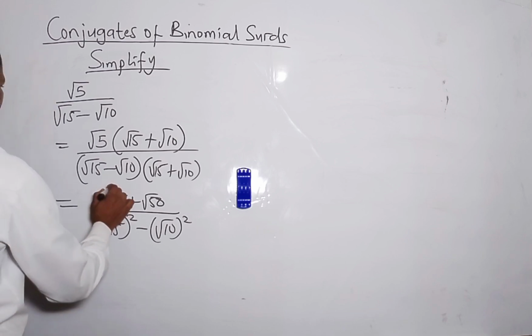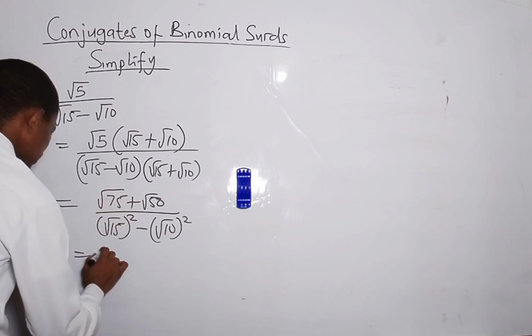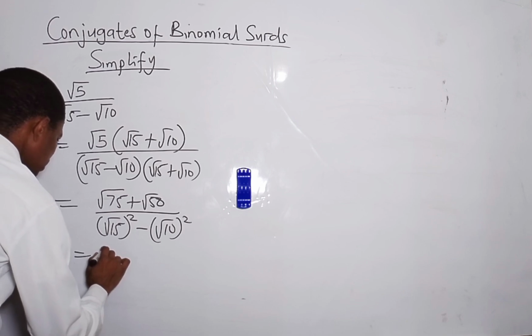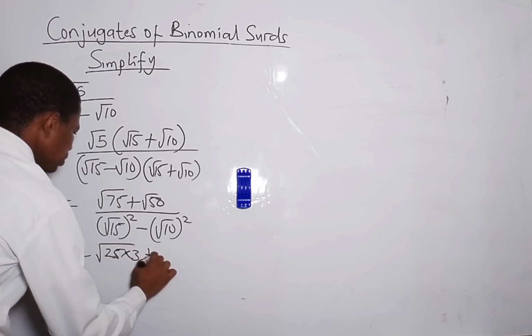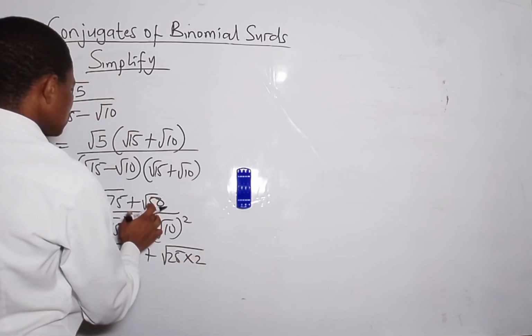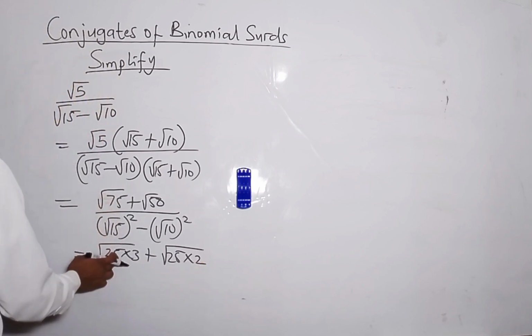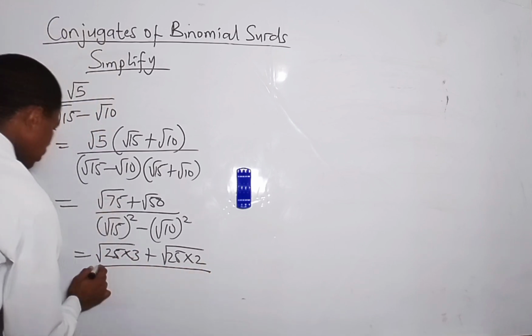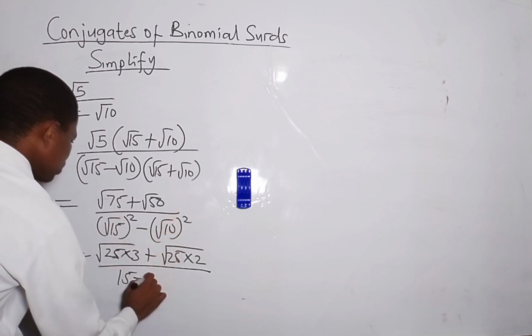What do we have? The square root of 75 is root 25 times 3, plus the square root of 50, which is root 25 times root 2. Then all over. Root 15 squared is 15. Root 10 squared is 10.